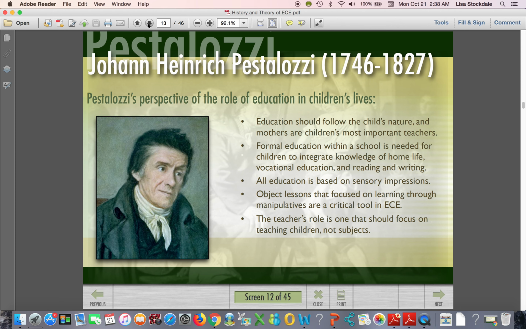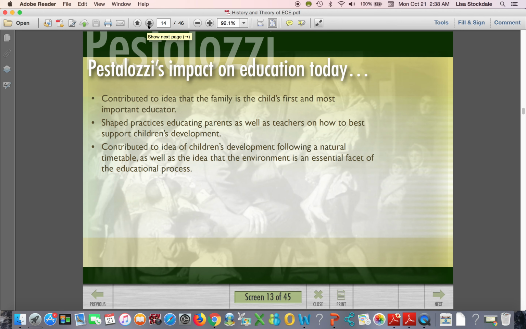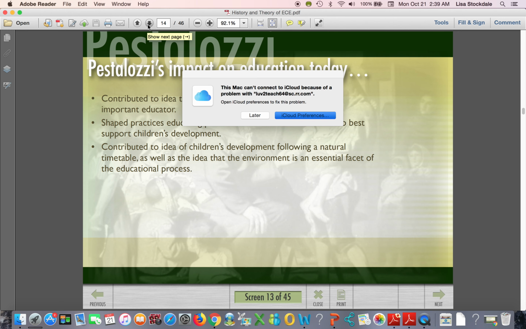So he was one of the first philosophers, educators, to use manipulatives as a teaching tool. And we still know today that they're a very critical tool in early childhood education. And he saw the teacher's role as one that should focus on teaching the children and not particular subjects such as reading and math. And I've already talked about this a little bit, but Pestalozzi's impact today is felt because he believed that family is the child's first and most important educator.